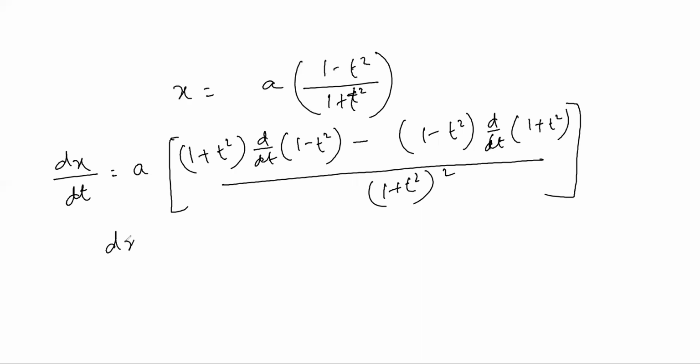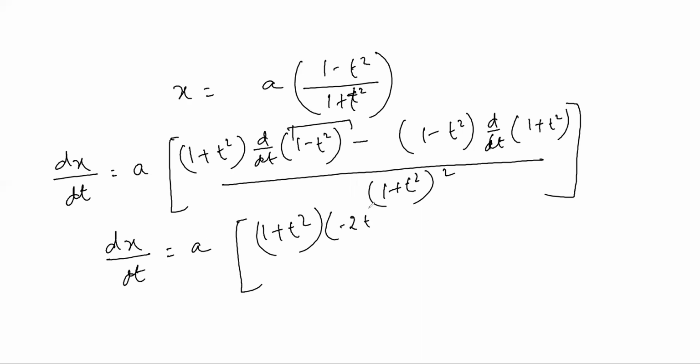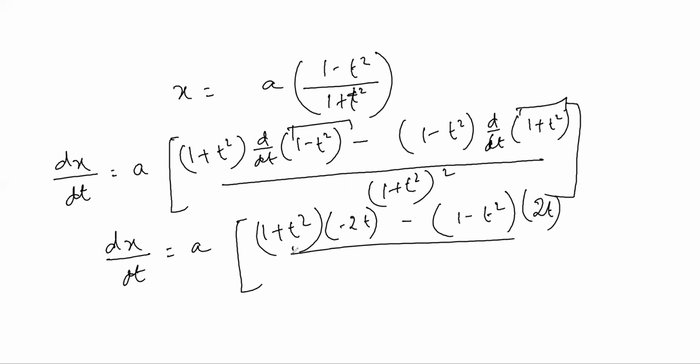So your dx by dt will become a into 1 plus t square. The derivative of 1 minus t square will be minus 2t. Now do it like a pro student. Don't do it like a basic student. This will be 1 minus t square, and the differentiation of 1 plus t square is 2t, whole divided by 1 plus t square whole square.